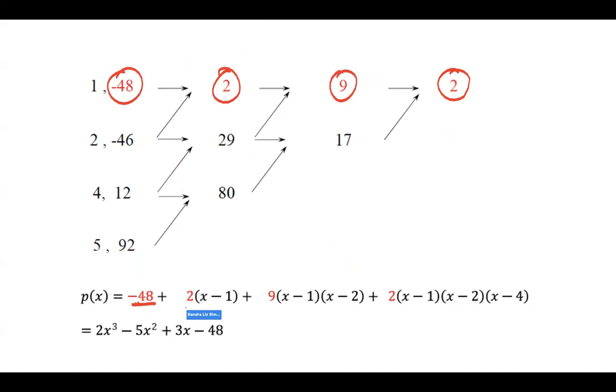With the second coefficient, I have to multiply x minus the first entry, x minus x0, right? So x minus x0. With the next coefficient, I have to multiply x minus x0, x minus x1. That is, in my case, x minus 1 and x minus 2. This is my next coefficient.